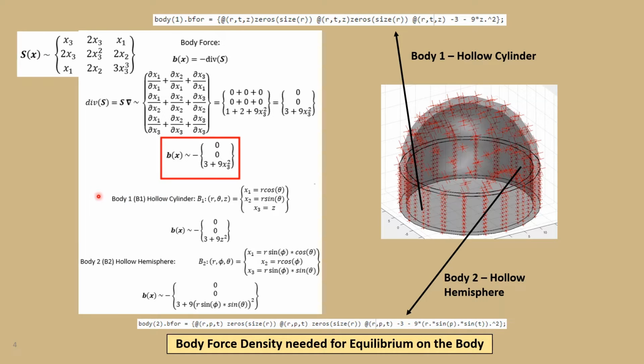And then you can see also my body force density as applied to my two composite shapes, my hollow hemisphere and my hollow silo. All I needed to do was replace this x3 component with the third component of my parameterization of those shapes.